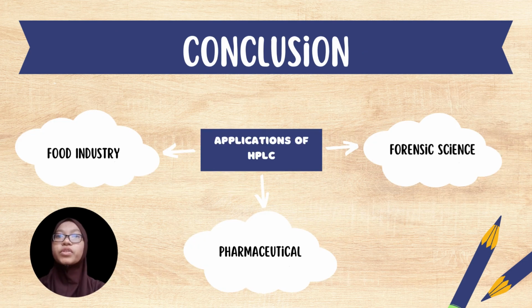Now we have come to the conclusion part of HPLC. HPLC is not only used in experiments, it is also widely used in different industries such as the pharmaceutical, food and forensic science industries. As for the pharmaceutical industry, HPLC is used to confirm the identity of a drug and provide quantitative analysis. Next, in the food industry, HPLC is used to analyze the sugar composition of a food product. Lastly, HPLC helps in identifying illicit drugs, poisons, and alcohol levels in the forensic science industry.